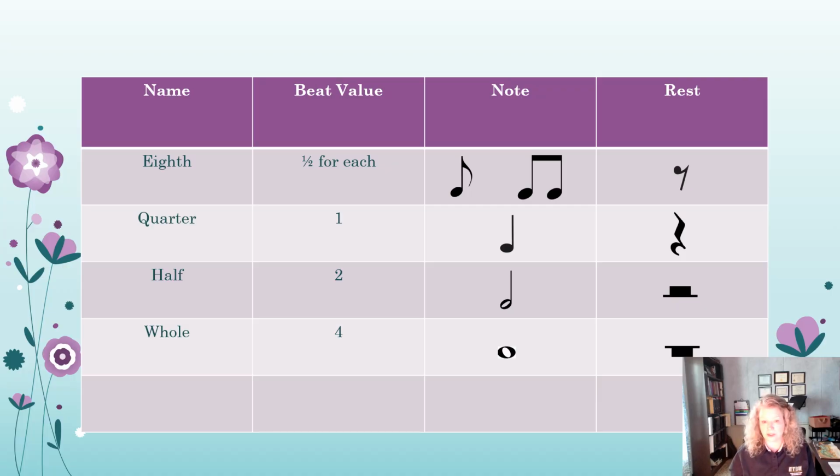The half note gets 2 beats. It's an open face note. Its rest is like a hat facing up. The whole note gets 4 beats, and it does not have a stem. It's like the half note without the stem, and its rest is like a hat facing down. If you had a bar of gold, a 2-beat bar of gold weighs less, so it sits on top of the line. A 4-beat bar of gold falls below the line.